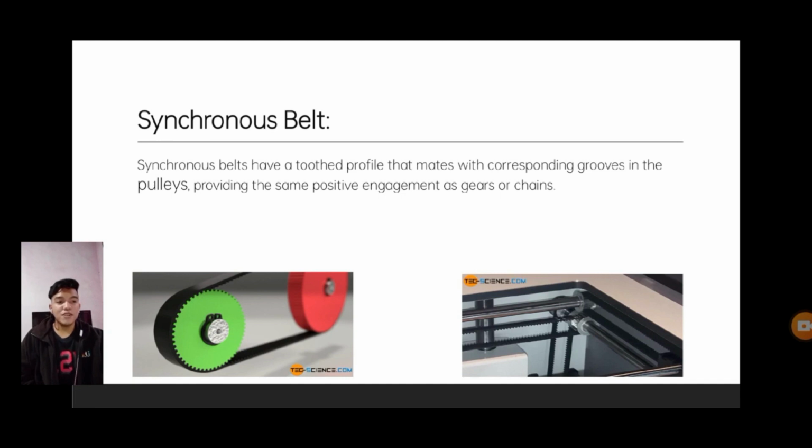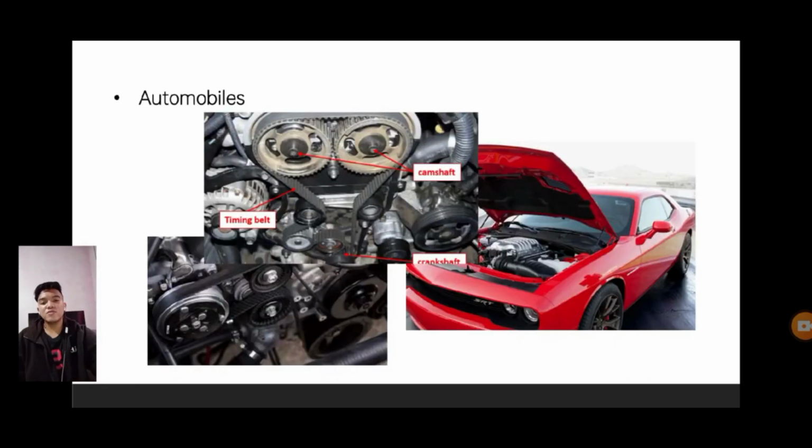A recent development has produced a belt and pulley that has a V shape instead of a straight tooth shape. It runs wider than the other shape and doesn't require pulley flanges. Synchronous belts are used in automobiles. It is located where the crankshaft or the camshaft is, and it is also known as a timing belt.